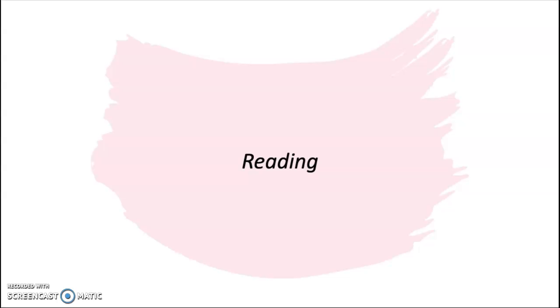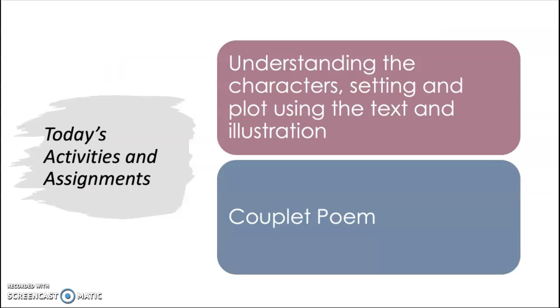All right, so as far as today goes, we're going to be in language arts, reading and writing. And our assignments today, you're going to be looking at understanding the character, setting, and plot using the text and the illustration. So pretty much you're going to be looking at the text, the story and the words, and you're going to answer questions on that. And then you're going to look at the picture and answer questions about that.